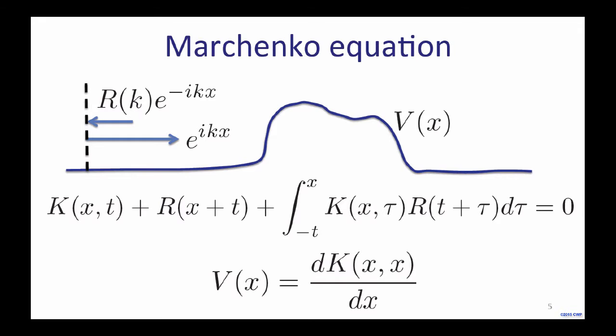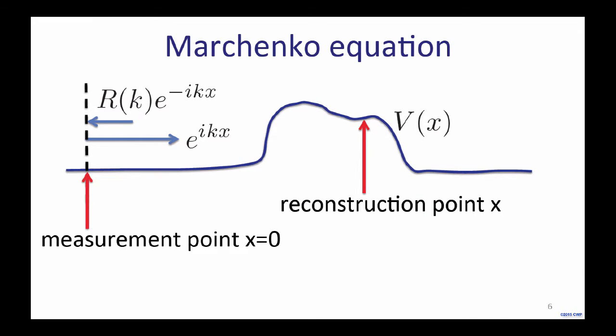There is no approximation. And there's something really magical about this. And that's the following. You measure your data at a measurement point. In this case, it's x equal to 0. And what the algorithm allows you to do is to reconstruct the medium at any location x in the interior of your medium. And you don't need to know the medium between your observation point and your reconstruction point. That is the magical thing about this. And I'll explain to you how this works.